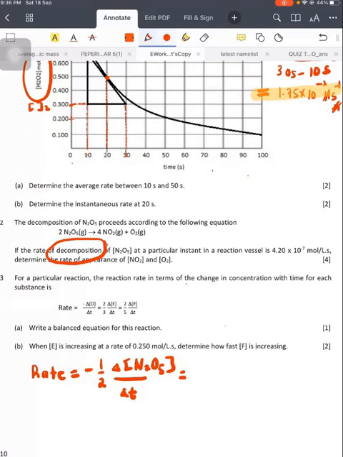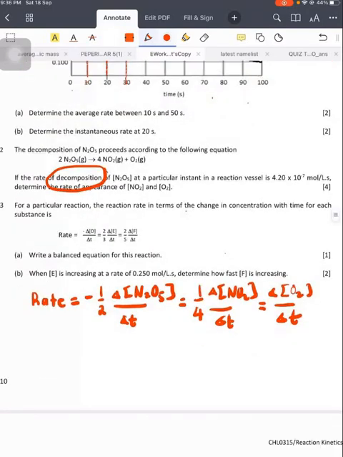Okay, who else wants to try? So equals to 1/4 delta NO2 over delta T, equals to delta O2 over delta T.